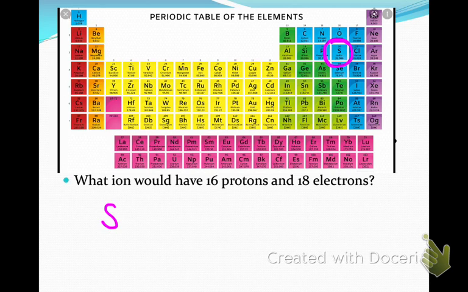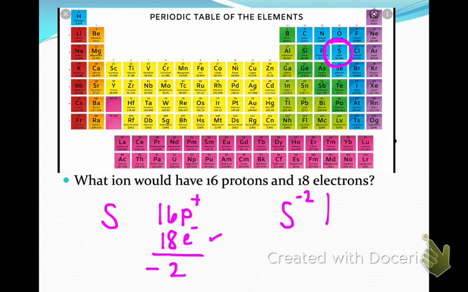So sulfur has 16 protons, and it's telling us it has 18 electrons. And so what charge does that leave me with? Well, I've got more electrons, so it's going to be a negative charge. And I've got 2 more electrons than protons, which means it's going to be a -2 charge. So I would write it as S -2. And that would be my ion that has 16 protons and 18 electrons. I know it's sulfur because I found atomic number 16. Right? That's what I was looking for there, and I knew it was sulfur, which is an S.